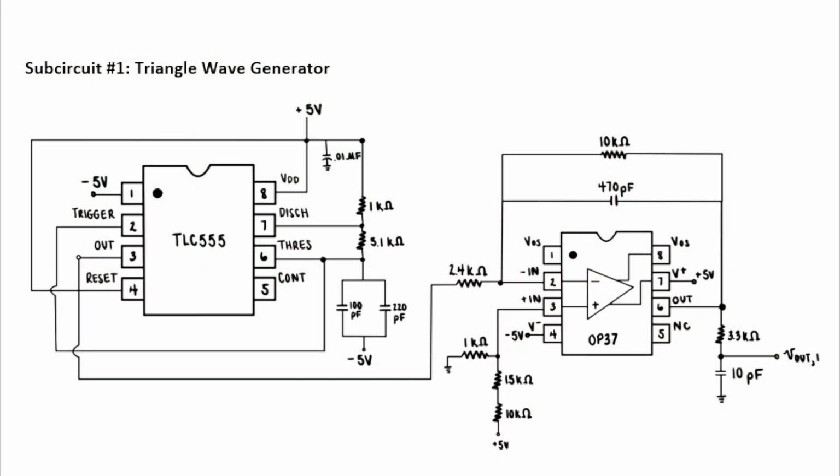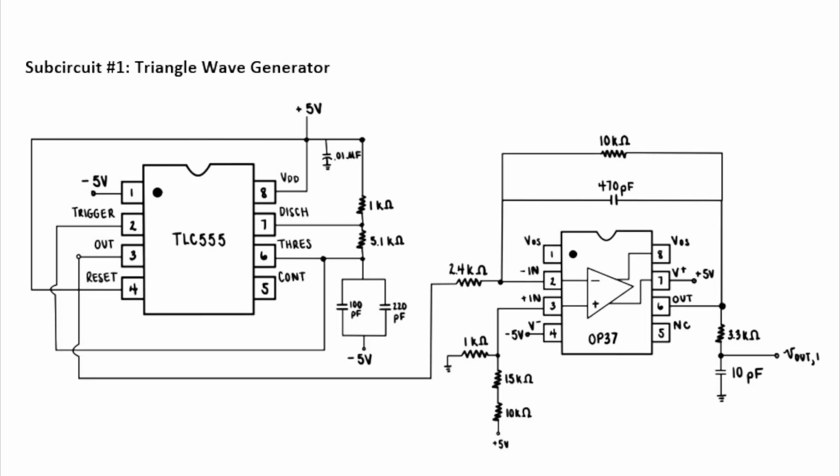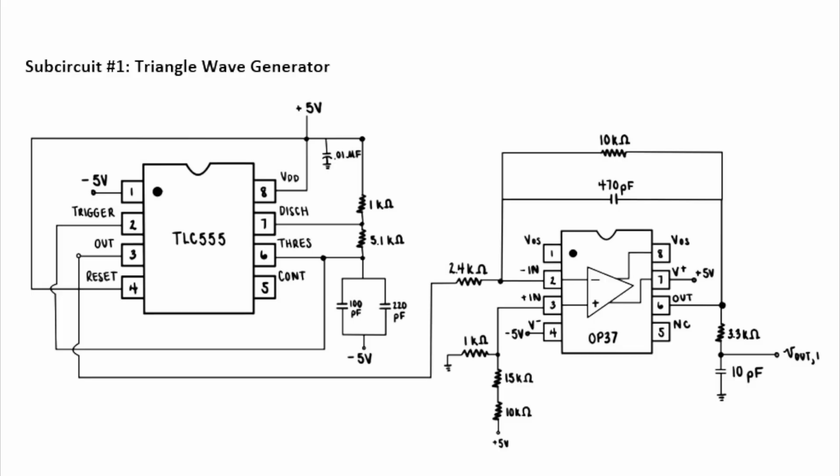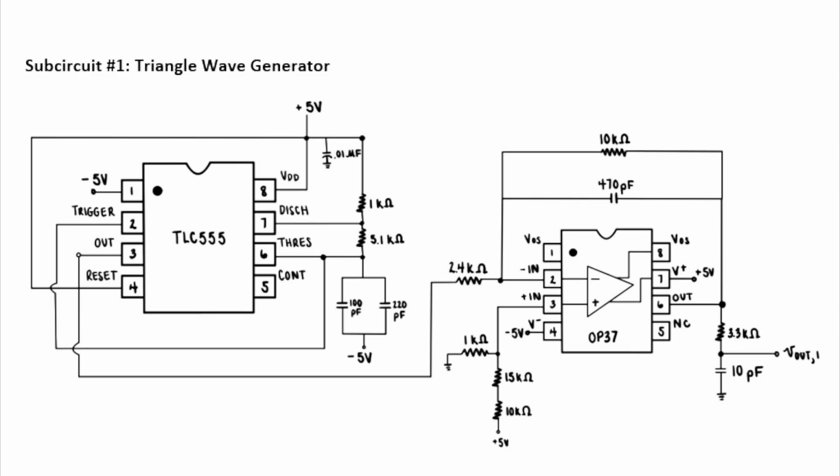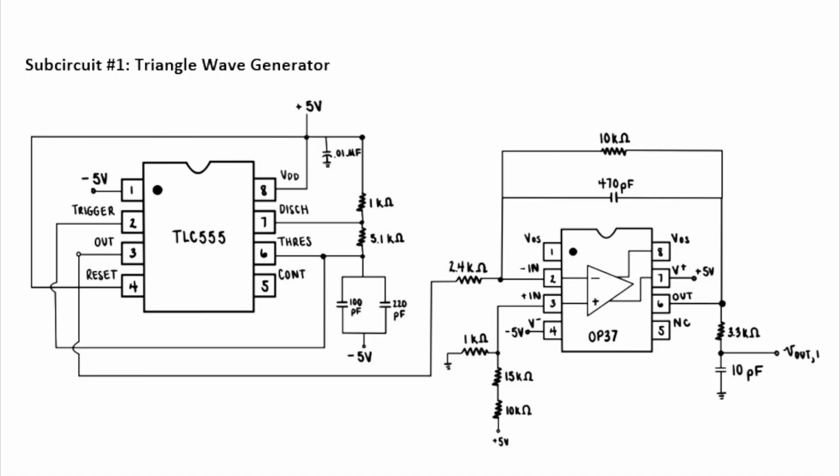So let's dive in. All right, so this is the first subcircuit, the triangle wave generator, and this consists of a monolithic timing circuit that produces a square wave and an integrator circuit that uses an operational amplifier to convert that square wave into a triangle wave. So this subcircuit serves as the reference signal in the pulse width modulation, or PWM, process, where it's compared to the audio signal at the comparator to generate a PWM waveform.